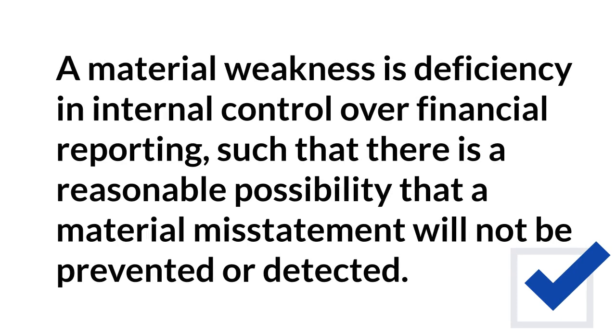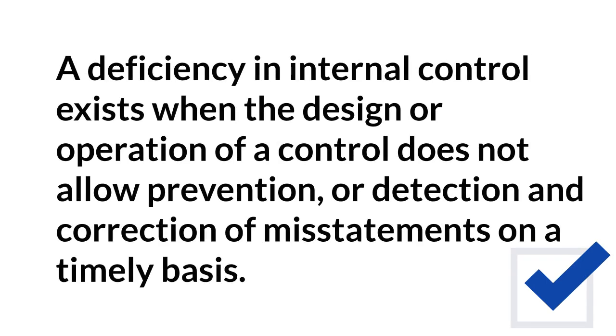A material weakness is a deficiency in internal control over financial reporting, such that there is a reasonable possibility that a material misstatement will not be prevented or detected. A deficiency in internal control exists when the design or operation of a control does not allow prevention or detection and correction of misstatements on a timely basis.